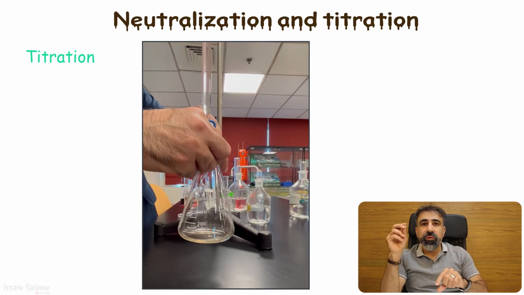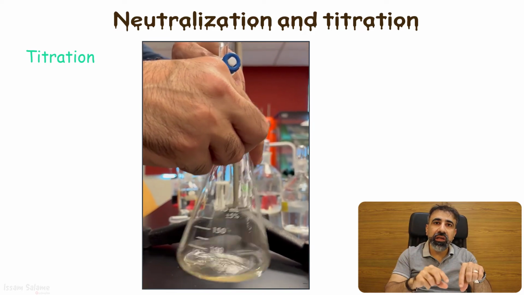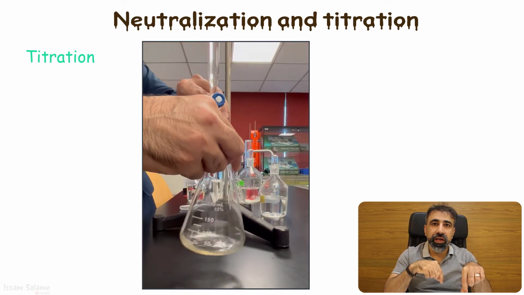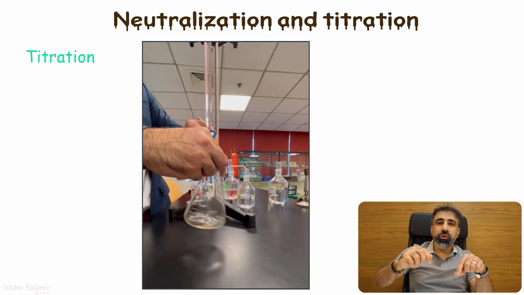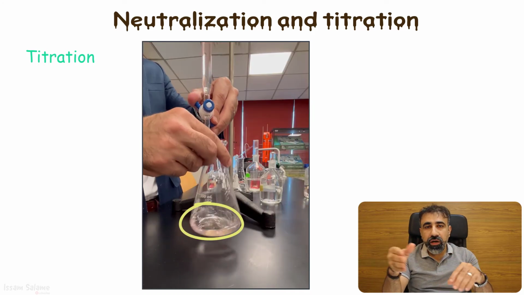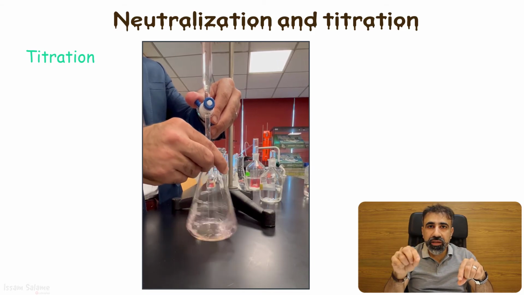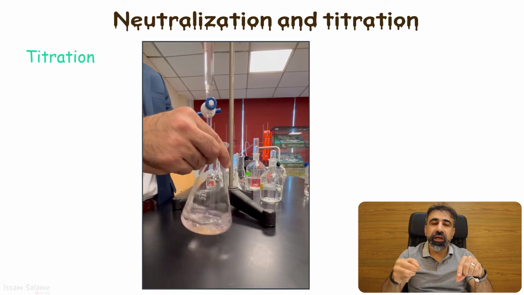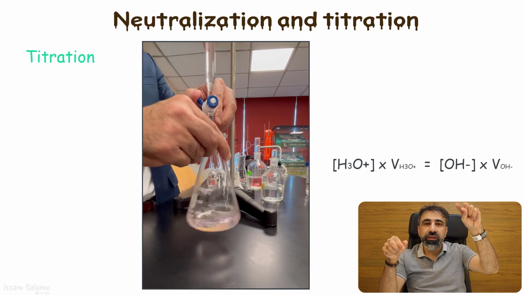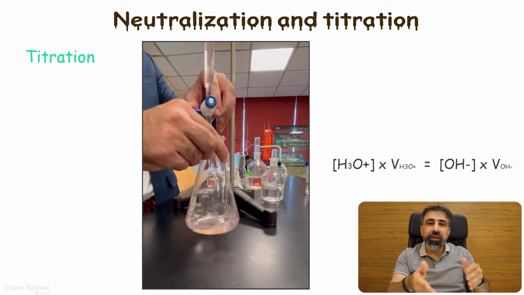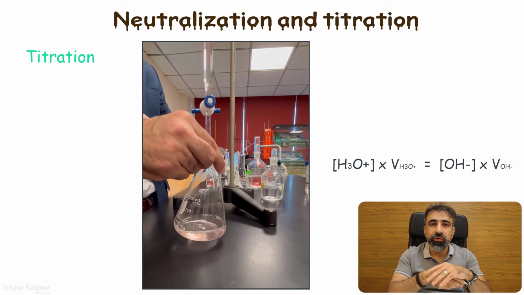I have the sodium hydroxide with a known concentration in the burette, and I have 10 milliliters of the vinegar in the conical flask. I added a few drops of phenolphthalein, and now I'm going to keep adding sodium hydroxide till I notice a sudden change in the color. At this point, I stop adding, and then I have the volume added of the sodium hydroxide, and I have the concentration of sodium hydroxide, and I have the volume of the acid. Then I can find the concentration of hydronium ions, and from that I can find the concentration of the vinegar.